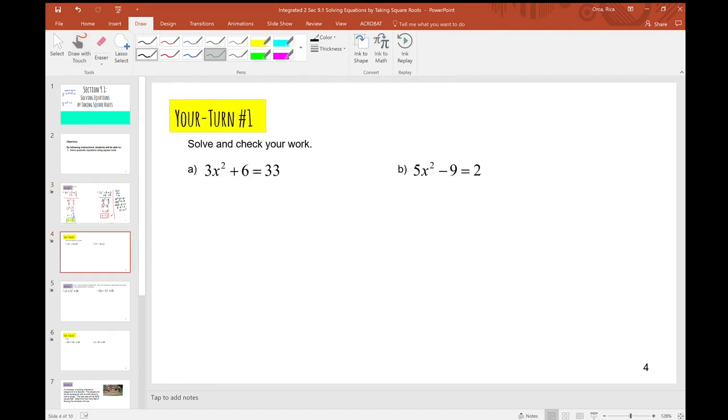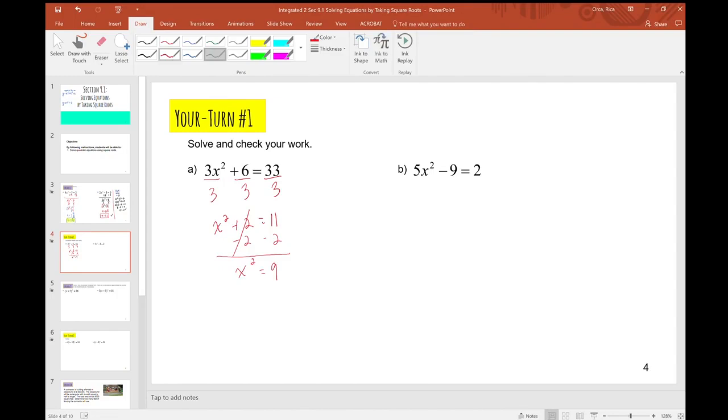Let's move on. When you try A, notice how we have 3x squared plus 6 equals 33. Let's go ahead and simplify this equation so that our numbers are easier to work with. I am going to divide 3 to each term, and that's going to give me x squared. 6 divided by 3 is 2. 33 divided by 3 is 11. Now I want to subtract 2 to both sides. That's going to give me x squared equals 11 minus 2. 11 minus 2 is 9.